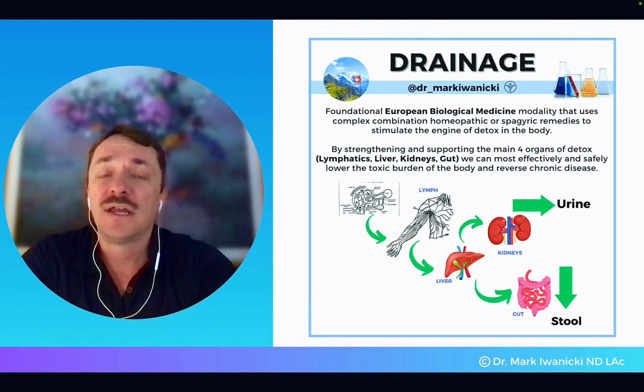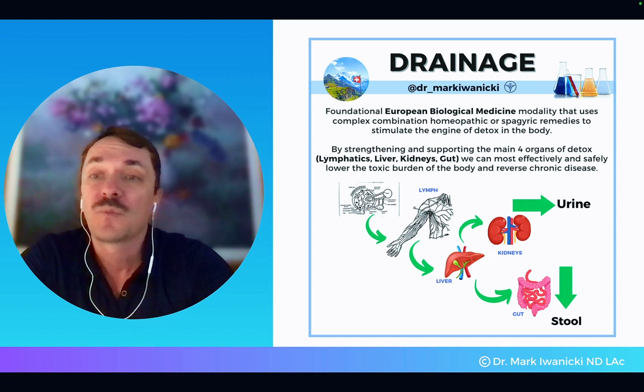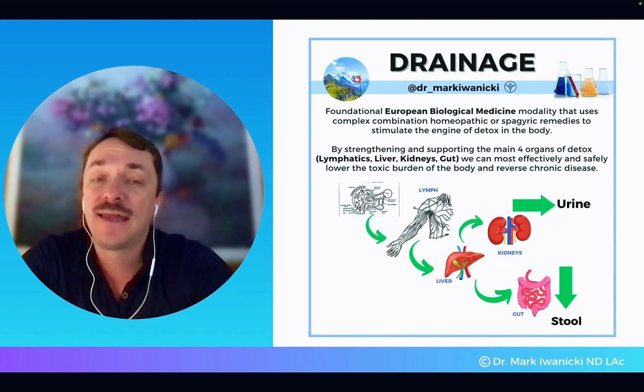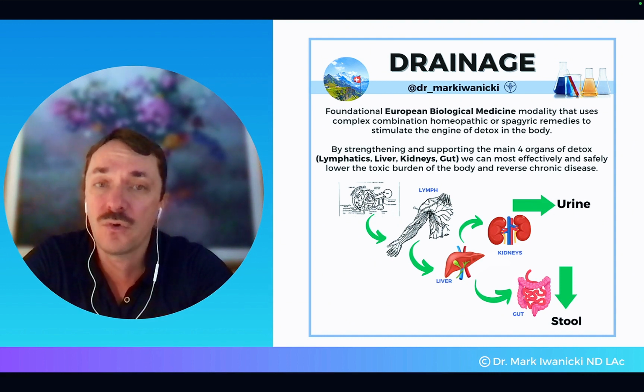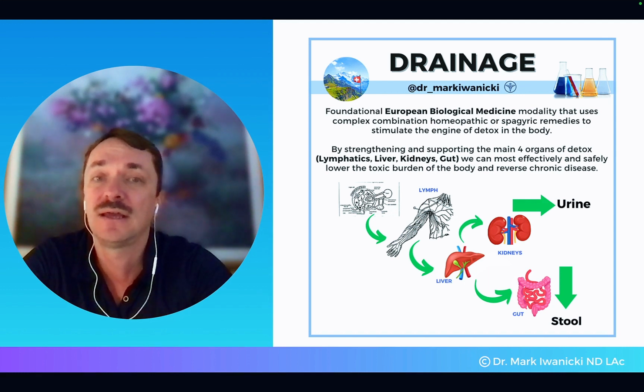So again, drainage is a foundational piece to European biological medicine. We work with different remedies, both oral and advanced forms, IV and injectable, that work to stimulate, support and send blood flow and energy to the main organs of elimination, primarily the main four organs of elimination: lymphatic system, kidney, liver, and gut.